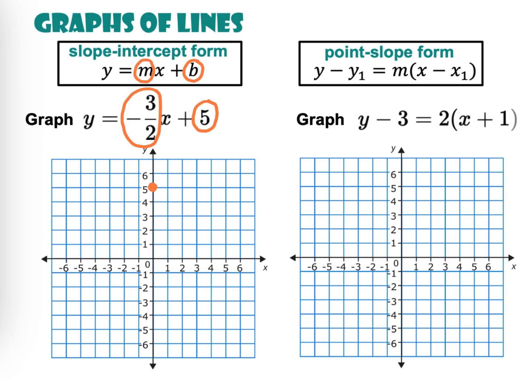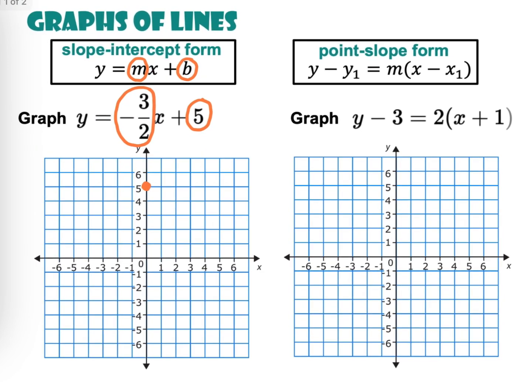So remember, that's rise over run. The negative means that we're going down. So a rise of down 3, right 2, down 3, right 2, down 3, right 2. And if you had room, you could do left 2, up 3, just to continue that trend. And that is the graph of that line.